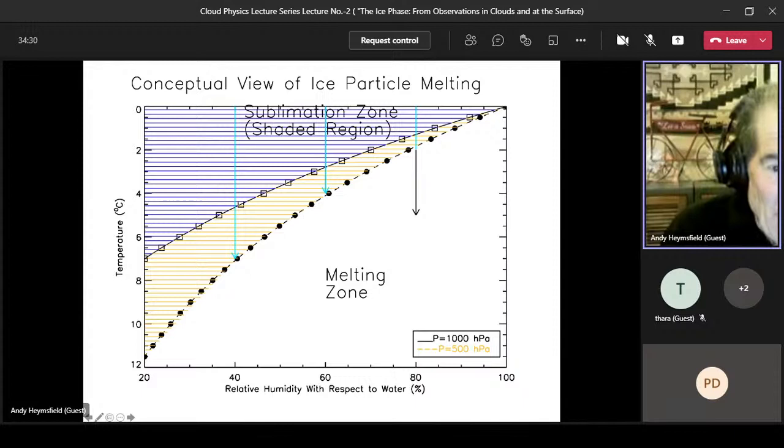So at 500 millibars, you see here that the snow can sublimate first before melting. So if an ice particle comes down here and at 500 millibars, it'll make it to this point here before melting. So it's evaporating and then finally melting in here.